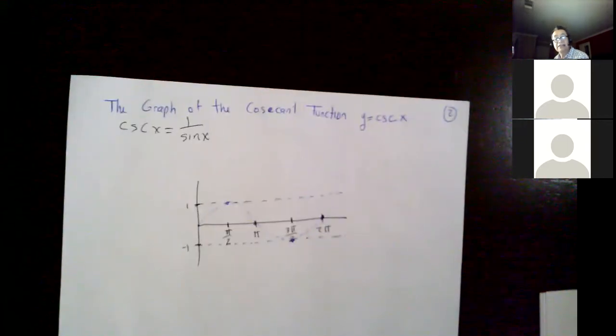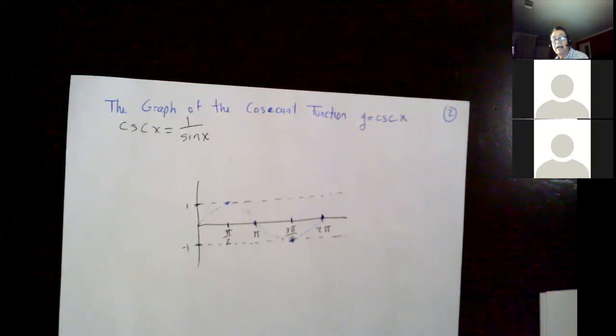All right, so that's the sine of x. But remember that the cosecant is undefined at integer multiples of pi. It is undefined at 0. It is undefined at pi. It is undefined at 2 pi. It is undefined at 3 pi. It is undefined at n pi.